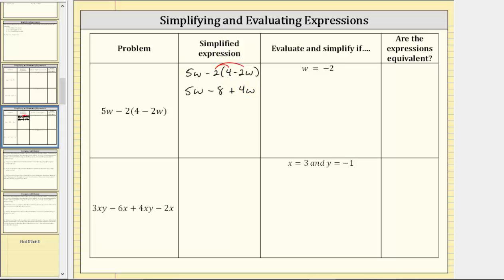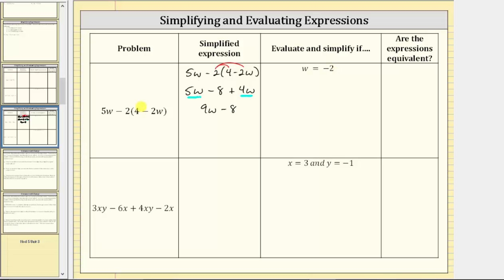The next step is to combine like terms. We have two w terms. 5w and 4w are like terms. 5w plus 4w is 9w. The expression simplifies to 9w minus 8. And now we want to evaluate both expressions, meaning the original and the simplified expression, when w equals negative 2.